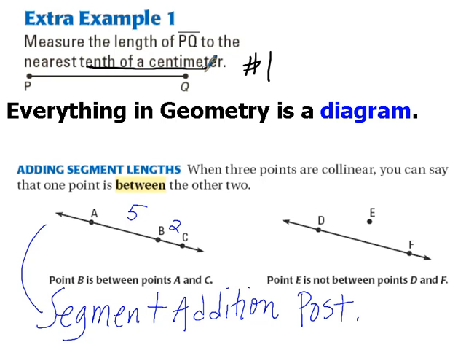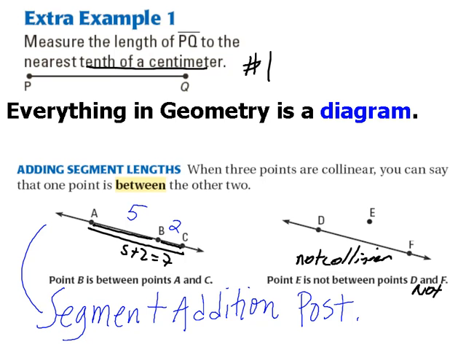Going on to adding segment lengths. Well, it seems fairly obvious that this plus this is going to equal that. So this would be 5 plus 2, which is 7. Over here, this point is not collinear, and thus is not between D and F. So this brings up the segment addition postulate, and we'll look at that next here.